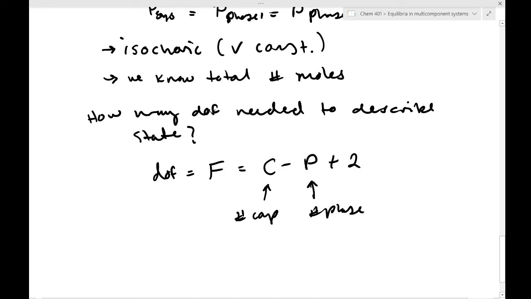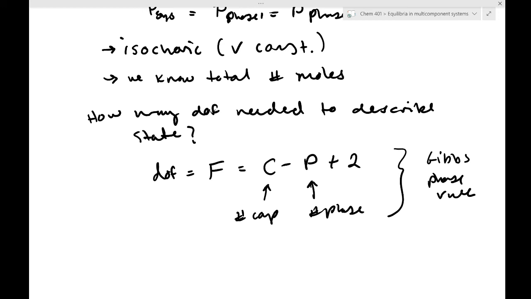Okay, so now we have a description for the number of degrees of freedom that we should describe for a system given a multi-component system, or given a system that has more than one component. Okay, and this is the complete Gibbs phase rule. Okay, complete Gibbs phase rule.